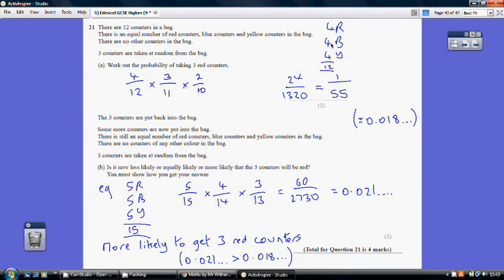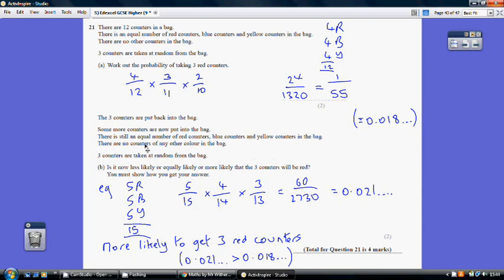With my second pick, obviously one of the reds is now gone. So there are 3 reds left out of 11. So times 3 out of 11. And with my third pick, now only 2 reds left, 2 out of 10. So the probability of taking 3 red counters is this times this times this, which simplifies to 1 over 55. That's my final answer. I've just noted what it is as a decimal to help me in part B in a minute.